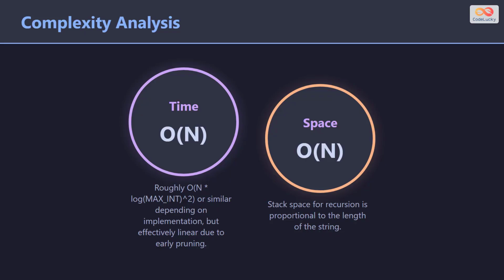In terms of complexity, because of the 32-bit integer limit, the length of the numbers we check is capped. This means the algorithm runs surprisingly fast, effectively behaving linearly with respect to the length of the string, even though backtracking is usually exponential. The space complexity is proportional to the recursion depth.